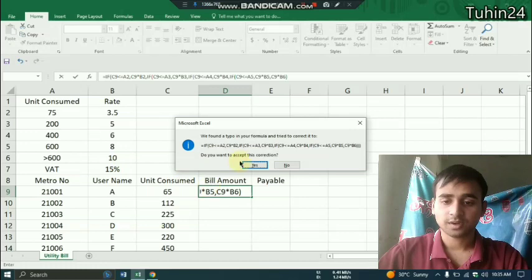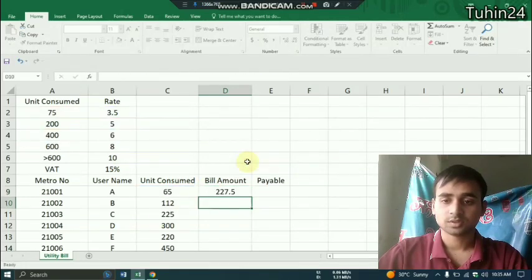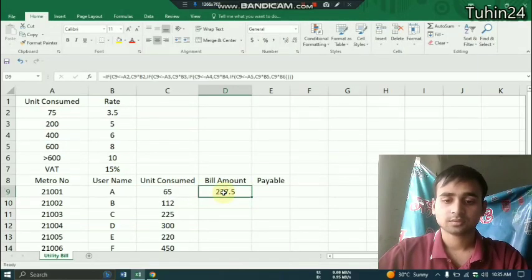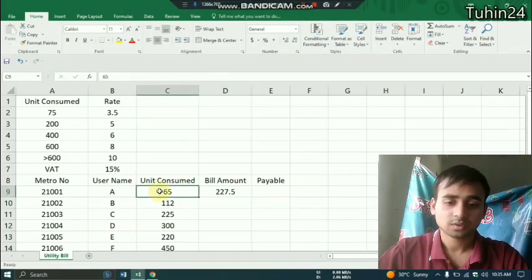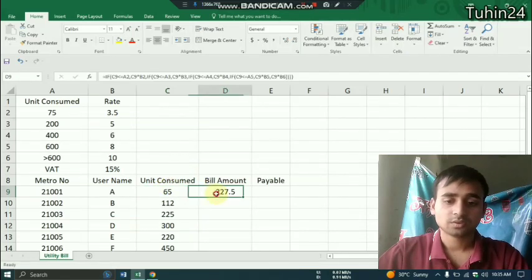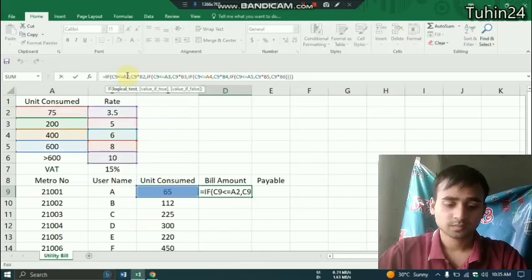So we have found here this bill amount. So now we have to fix that. We can see the fixed amount is only the amount of rate, without the unit consumed. Okay, so we have to fix without C9.